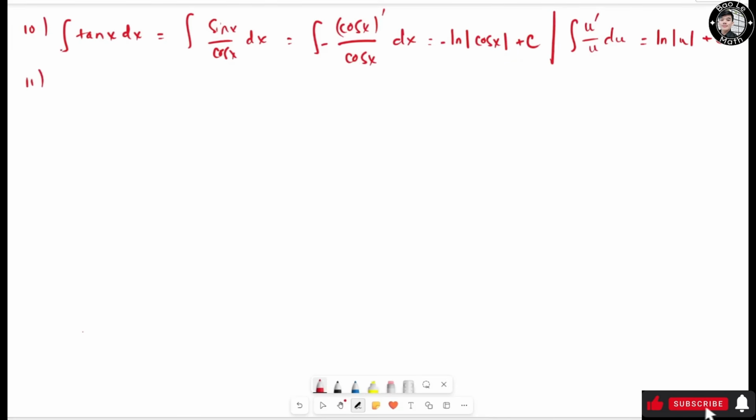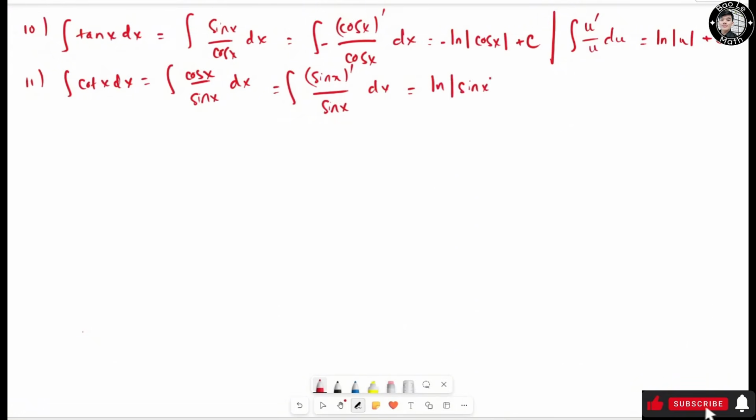Now number 11, similar to this one. I have the antiderivative of cotangent s ds. It's going to be the antiderivative of cosine s over sine s ds, so it's the antiderivative of sine s prime over sine s ds, and that is ln of the absolute value of sine s plus c.